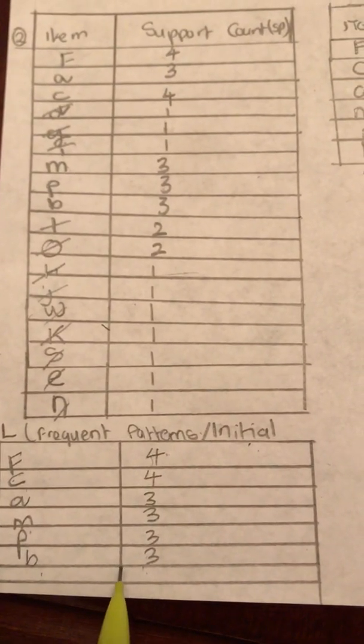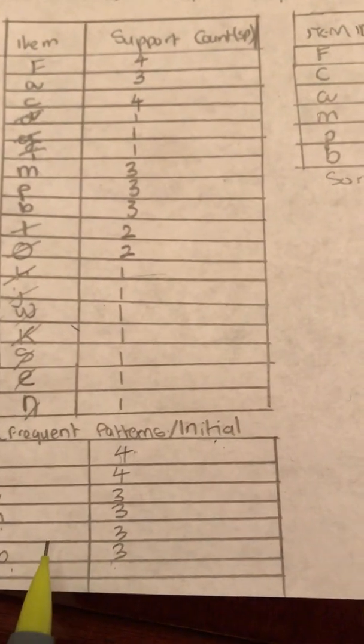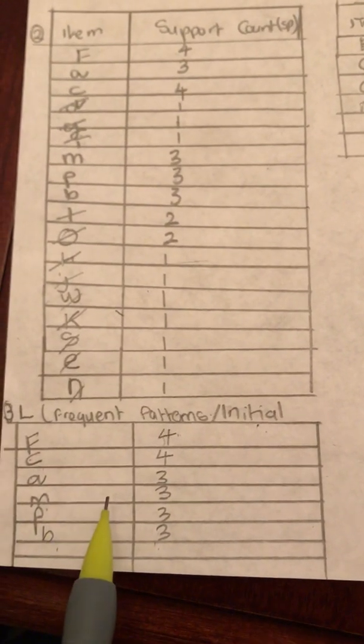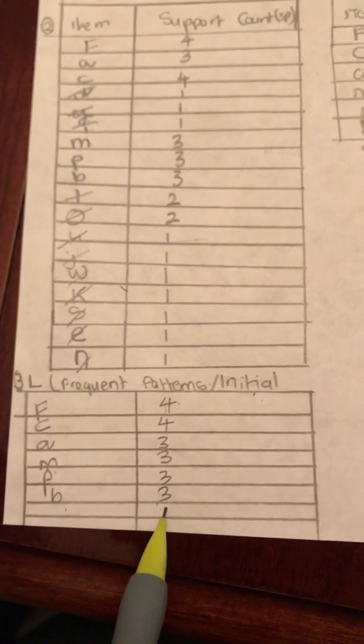These are the frequent patterns, or items whose support count is greater than or equal to the minimum support number that I gave you. We also need to make sure that we're writing them down in this decreasing order like I did here. And then once we do that, we have to find the ordered set, which is over here.